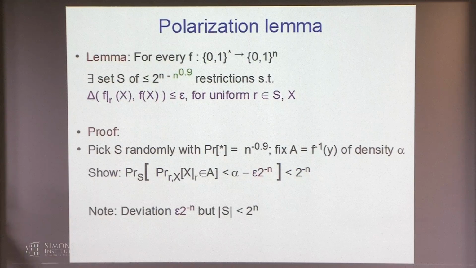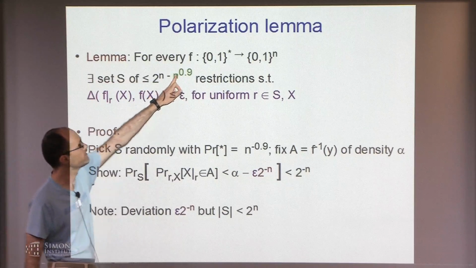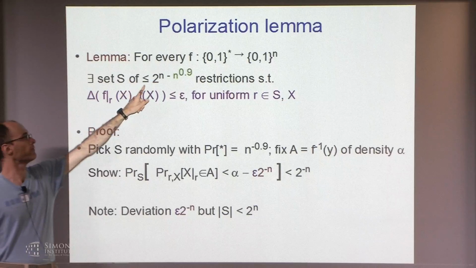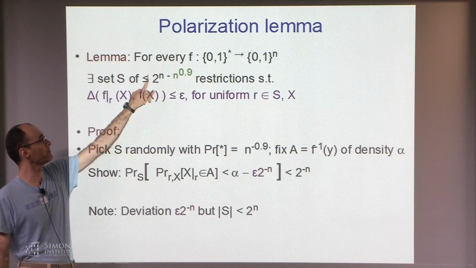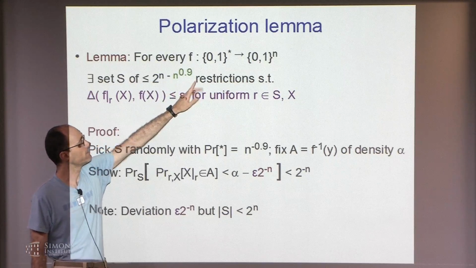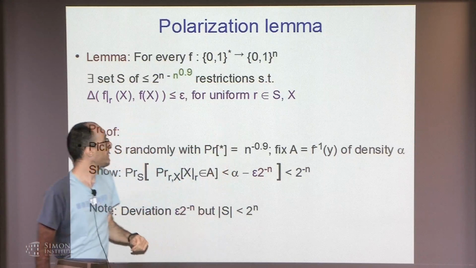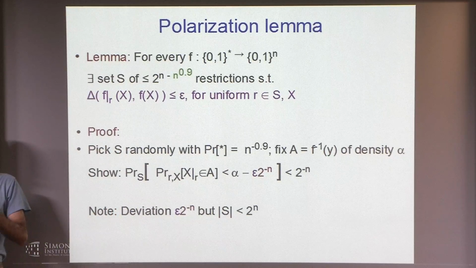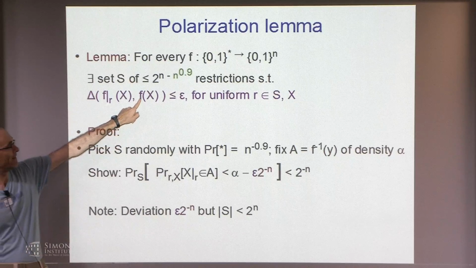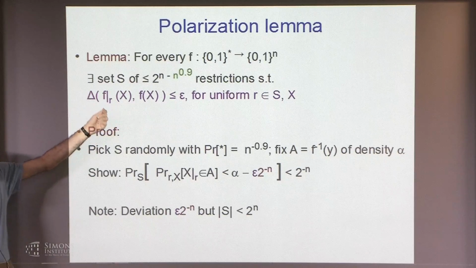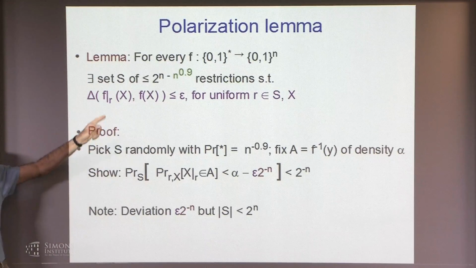So the lemma says that if you have any function whatsoever, then you can find a set of few restrictions. The number of restrictions is 2 to the n minus a polynomial in n. The function has an n-bit output. And the property is that this restriction will preserve the output distribution of the function. Meaning that f of x for uniform x will be close in statistical distance to what you get if you first sample an R in S and then you fill the stars at random.